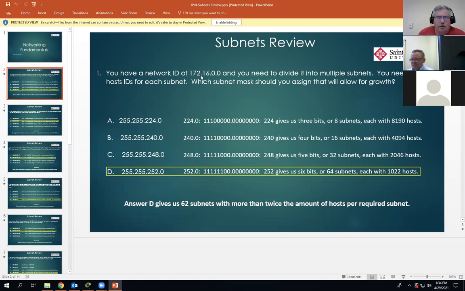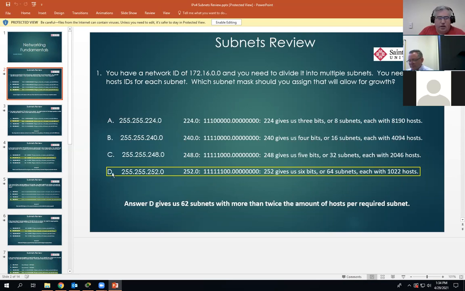Say you have a network ID of 172.16.0.0 and you need to divide it into multiple subnets. You need 600 host IDs for each subnet. Which subnet mask would you assign to allow for growth? I gave it multiple choice: 255.255.224, 240, 248, or 252.